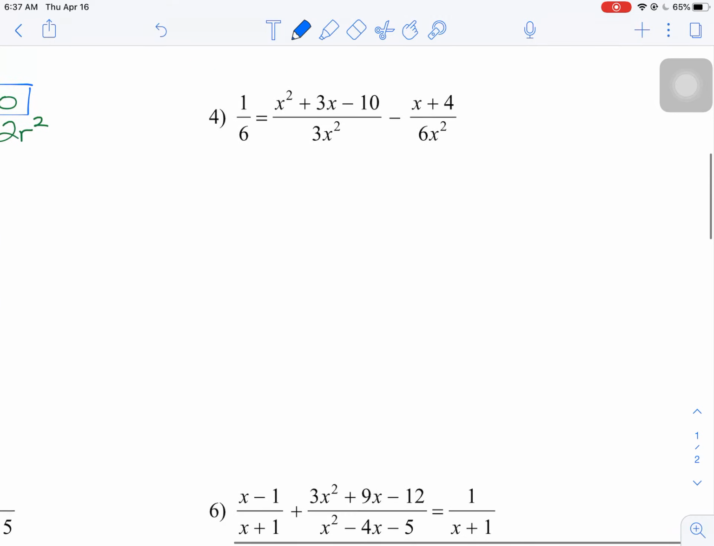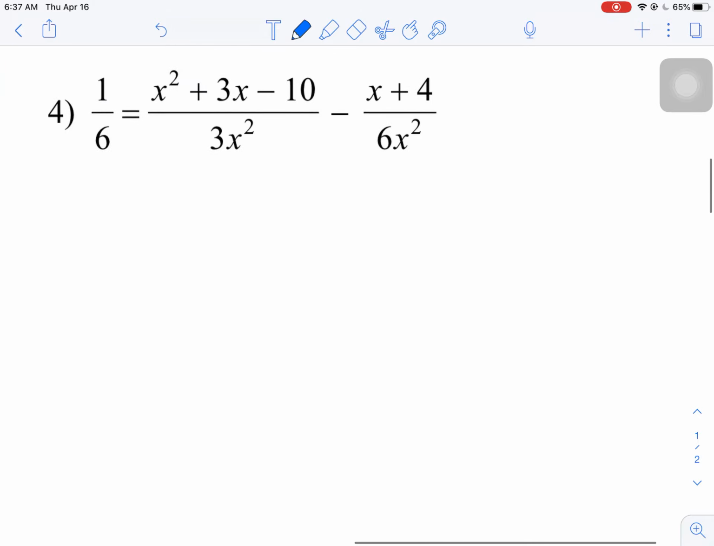On number 4, for our domain restriction, x cannot be equal to 0, because if it was, it would make these two denominators 0, and we can't have that. And then for our least common denominator, I'm looking at the 3 and the 6. So the smallest multiple of 3 and 6 is 6.